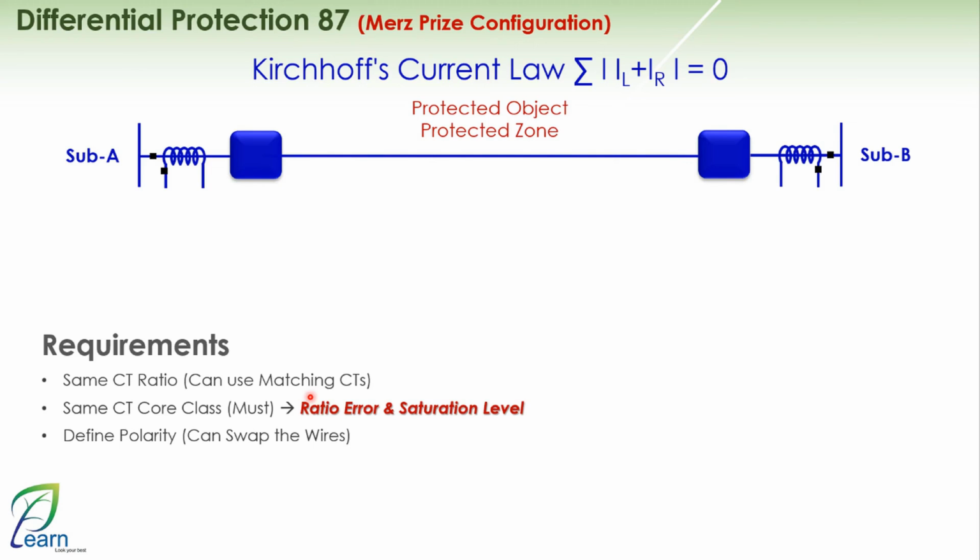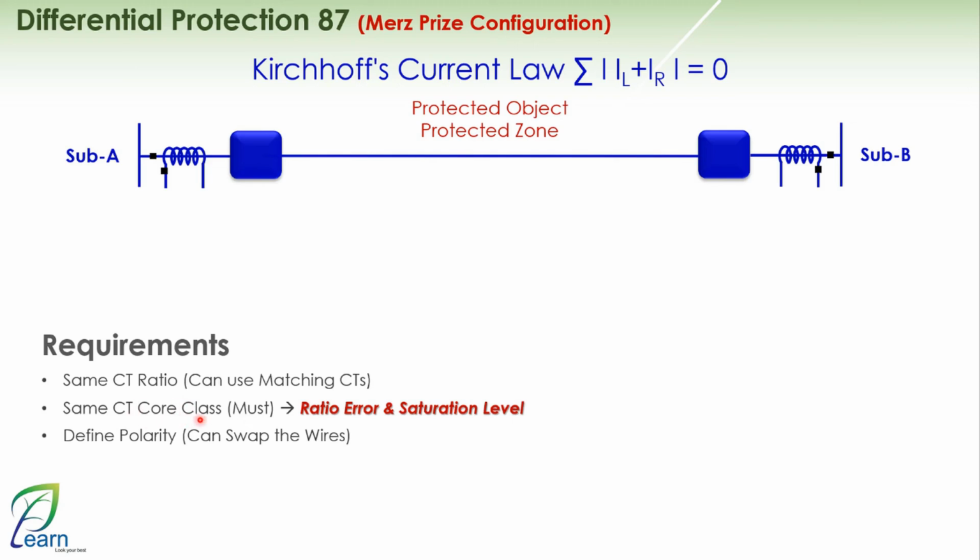Very good. Okay, the second thing is that you must have the same core class, and this is a must. What does must mean? It means it is necessary. It means there is no other solution. You must do something like this. So how do you do it, or what is the CT core class in the first place?